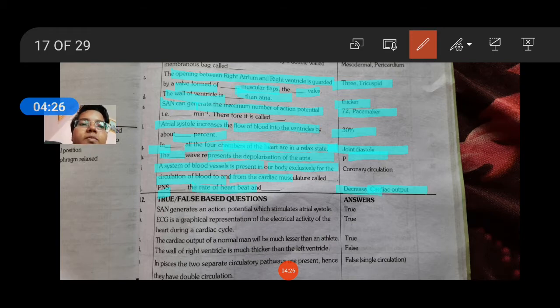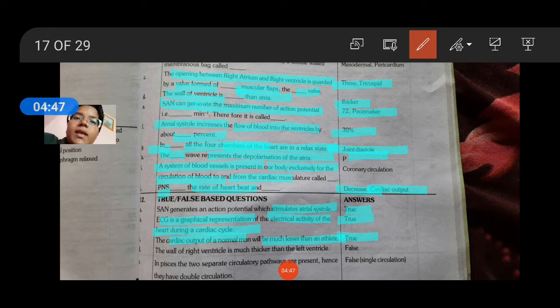True and false questions. SAN generates an action potential which stimulates atrial systole. True. ECG is a graphical representation of the electrical activity of the heart during cardiac cycle. True. The cardiac output of a normal man will be much lesser than that of an athlete. True. When you exercise, your heart rate increases and your cardiac output also increases with it.